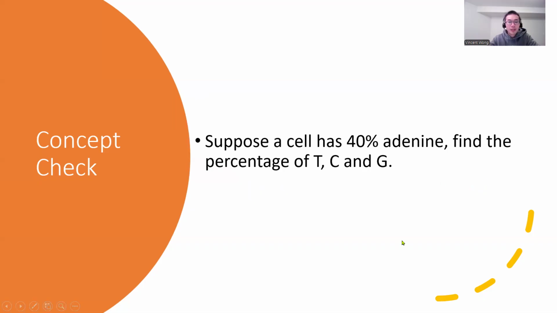Thank you. Here's another question. Math question. Oh no, math in biology. It's not too bad. Suppose a cell has 40% adenine. Find the percentage of T, C, and G in their DNA. I forgot to mention this is in the DNA.